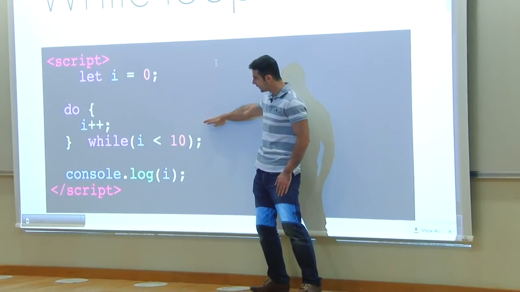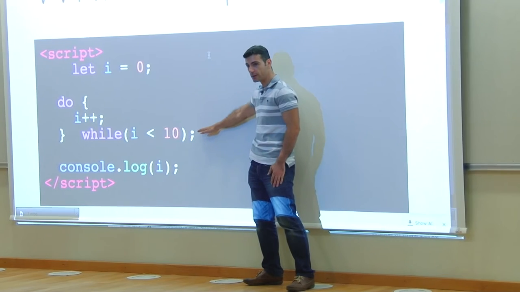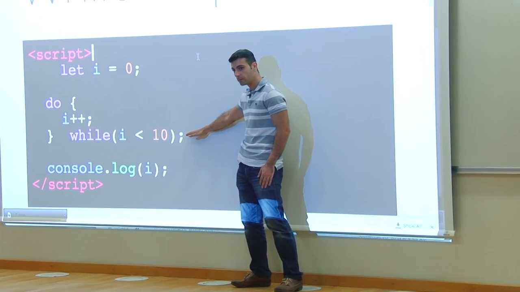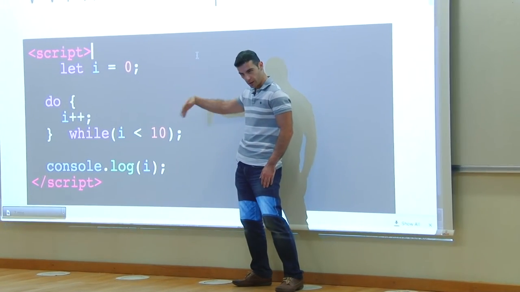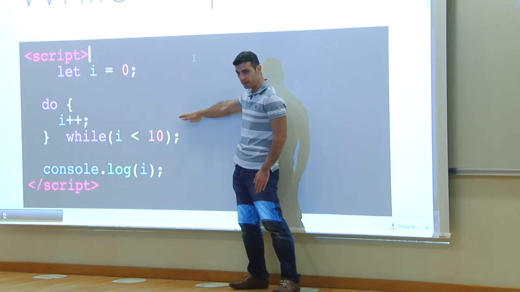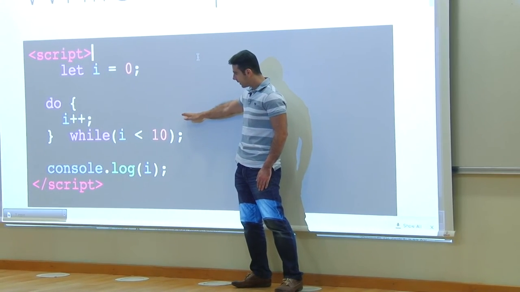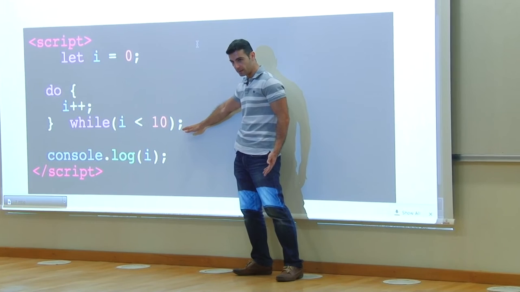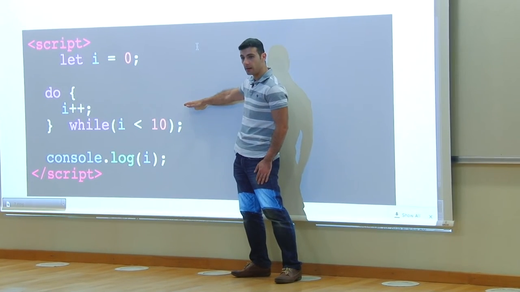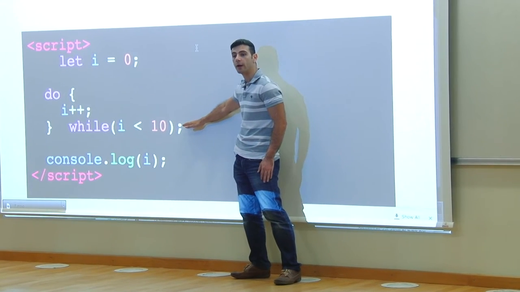Okay, so we do it again, right? We come here, we execute I++ again. What's the value of I? Let's say we jump to 9. I++, is 9 less than 10? Yes, so we come here, plus, plus. What is the value of I?